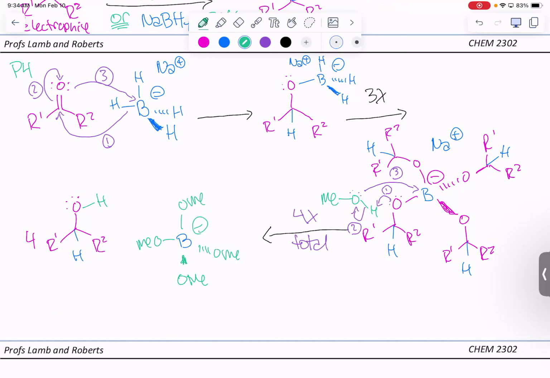Still negatively charged boron, and we have our sodium plus cation. All right. So it looks like kind of a crazy, complicated mechanism, but at the end of the day, you know, it's really just very similar to our organometallic mechanisms. We needed that proton. All right, so lithium aluminum hydride is the same mechanism.